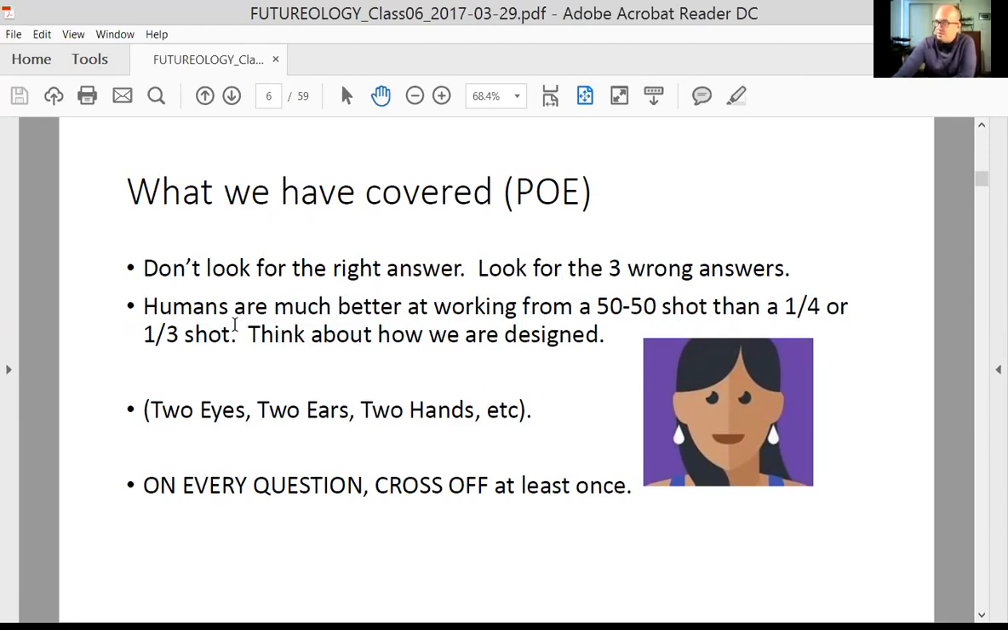Humans are much better at working from a 50-50 shot than a 1/4 or a 1/3 shot, and that's because of how we're designed. Humans have bilateral symmetry. That means that we have 2 ears, we have 2 eyes, we have 2 hands, etc. We are really good at weighing between 2 things. If we can get down to a choice between 2, we tend to be more like 80 or 90% accurate, whereas before, when we were between 3 or 4, we would be more like 40 or 30% accurate. So the rule of thumb is, on every question, cross off at least one. Super important. We're going to talk about that a lot today.